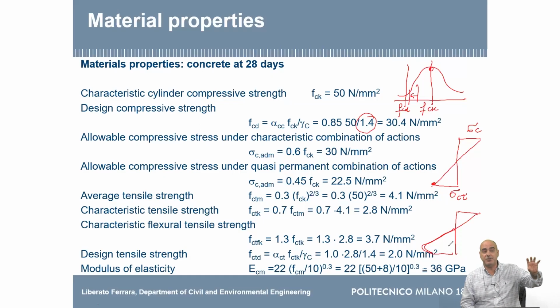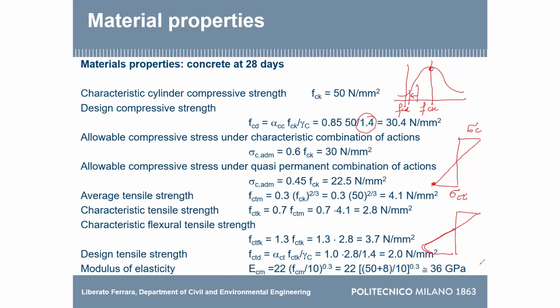You have the average strength there, fcm. You say, well, I don't know how much fcm is because I prescribed the characteristic. So the code tells you, okay, in this stage, take the average as the characteristic plus 8 megapascal on cylinders.